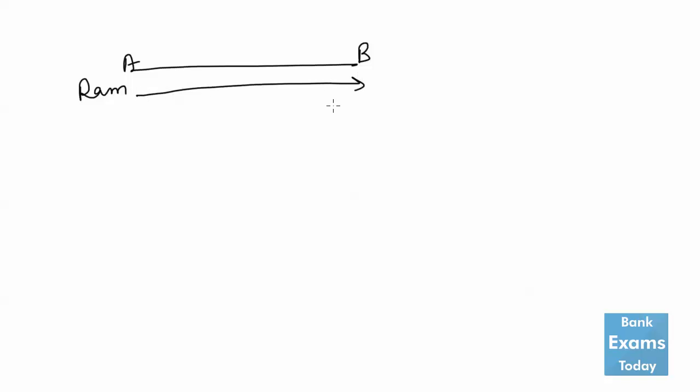Okay, let's do a very simple concept. There are two cities, city A and city B. The person Ram starts from city A and reaches city B, and he took X hours to complete his journey. And there's a person Sham. He starts from city B and reaches city A, and he took Y hours.